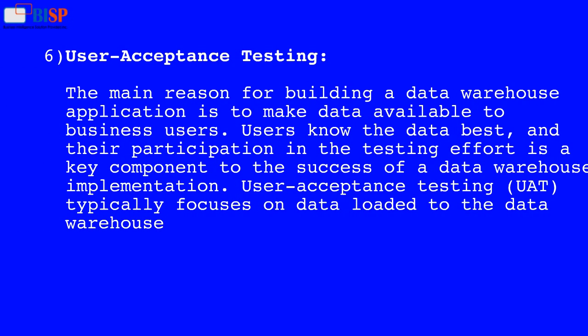6. User acceptance testing. The main reason for building a data warehouse application is to make data available to business users. Users know the data best, and their participation in the testing effort is a key component to the success of a data warehouse implementation. User acceptance testing, also known as UAT, typically focuses on data loaded to the data warehouse.